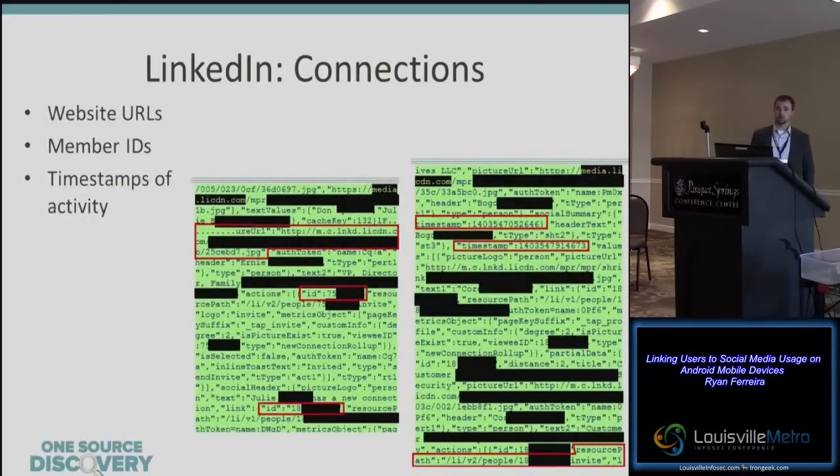Some of the more laborious things to get into are website URLs for various other people, so for your connections, member IDs for your connections, and also timestamps of activity. So keep track of when you may have last talked to someone, written something on their wall, or possibly even when you added them as a connection on LinkedIn.